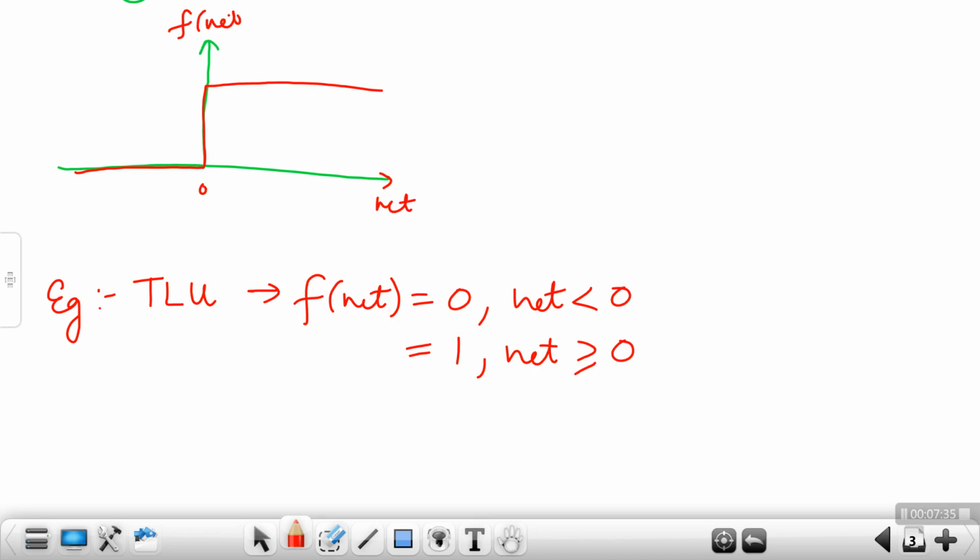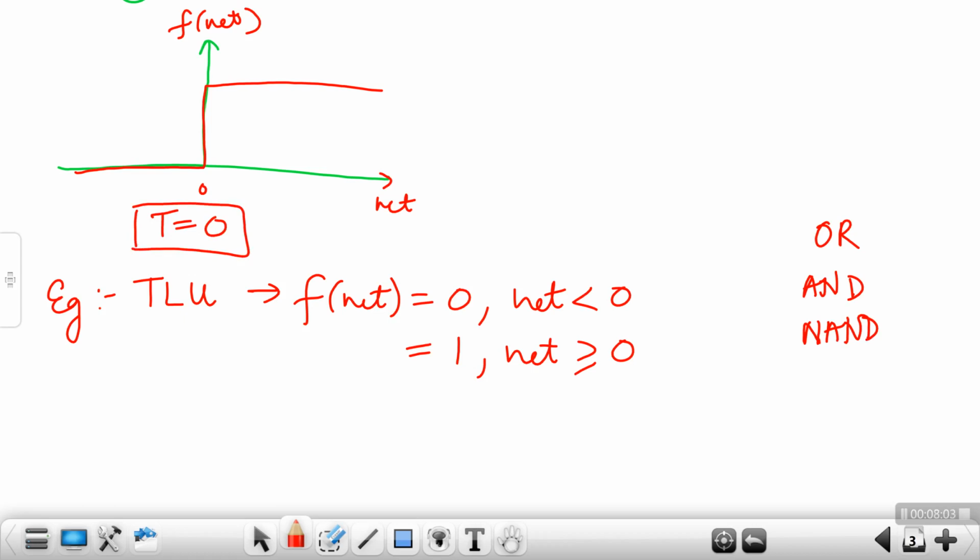Now, whenever we designed the gates, if you see the design of the OR gate, the AND gate, the NAND gate, etc., what is the threshold which you have got there? For this TLU, the threshold logic unit, the threshold is fixed, equal to 0.